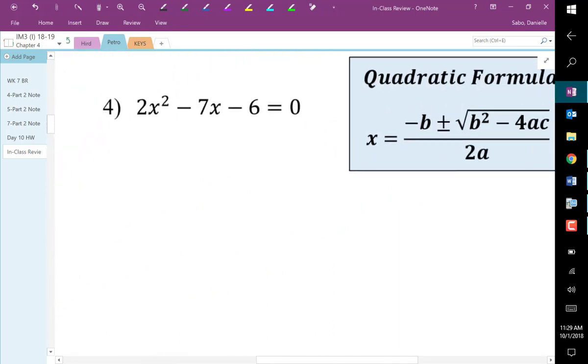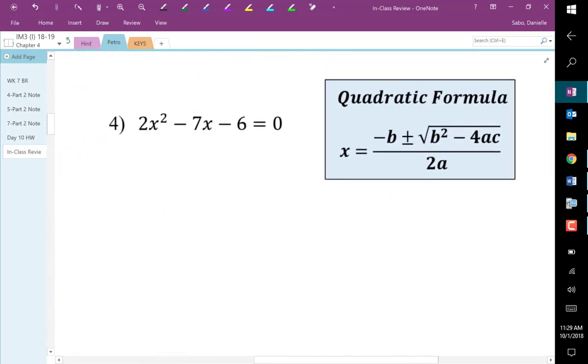Okay? This next one, the quadratic formula. It's really not that bad because I'm giving you ones that don't reduce. I'm giving you ones that are just you plug it in and you're done. Okay? So A is going to be 2, B is going to be negative 7, and C is going to be negative 6. Goes in order. So here we go.